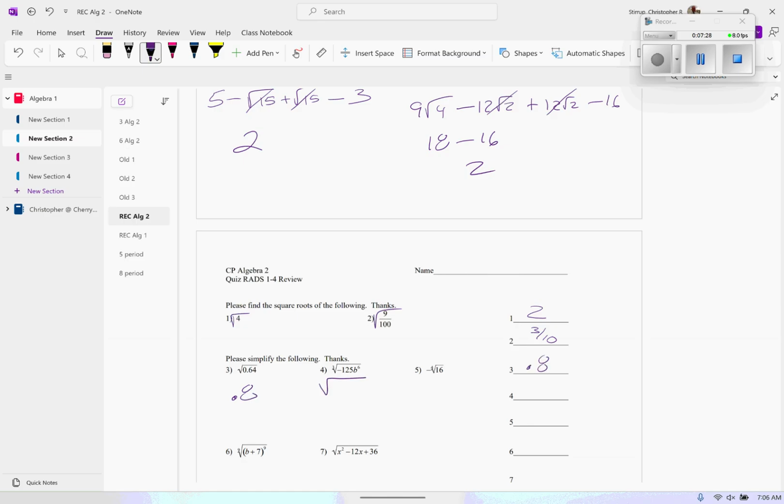Third root of negative 125. Let's see, I can do all that. So that's going to be negative 5, because negative 5 times negative 5 times negative 5. Third root of b to the 6th is, 3 goes into 6 twice, so b to the 2nd, so negative 5b to the 2nd. Fourth root is negative. I have a negative there. Fourth root of 16 is just going to give me 2.